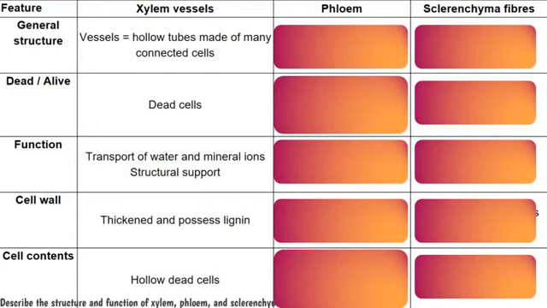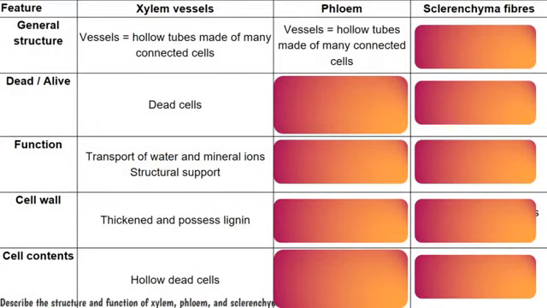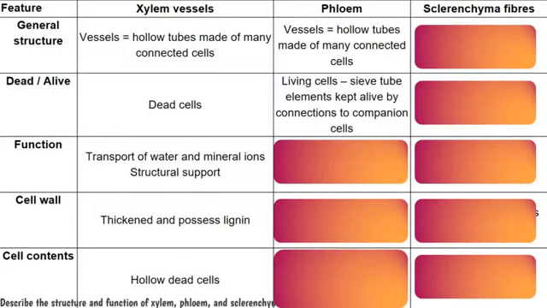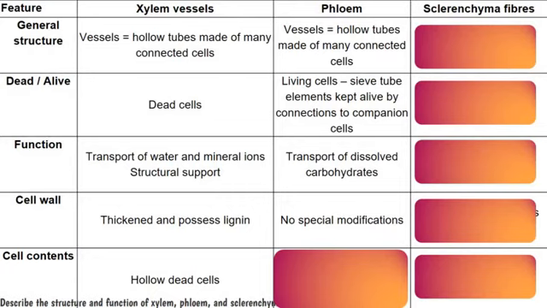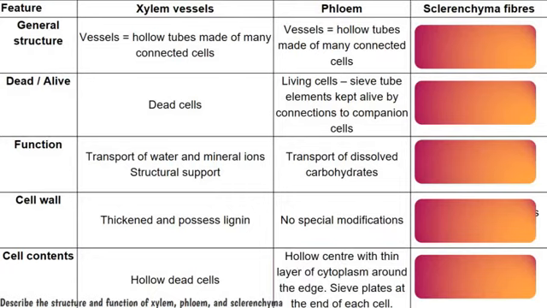Next, going through phloem. Now these are vessels, again, tube-like and made of many, many connected cells with sieve plates in between. They are living cells. You have sieve tube elements kept alive by their connections to the companion cells that carry out all their metabolic processes, and their function is to help transport dissolved carbohydrates, amino acids, and mineral ions. They do have a cell wall, but it's nothing fancy like xylem. And inside they have a bit of cytoplasm around the edge, and they have a big hollow center.